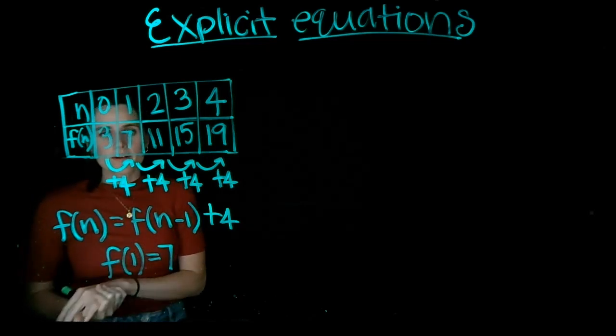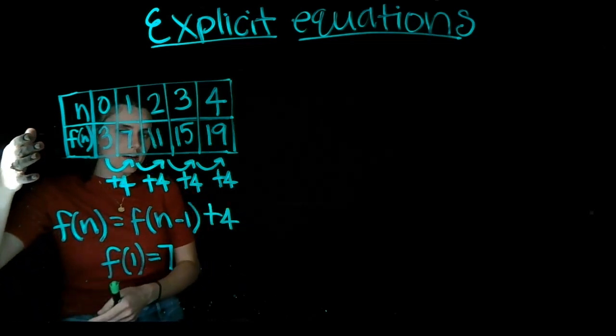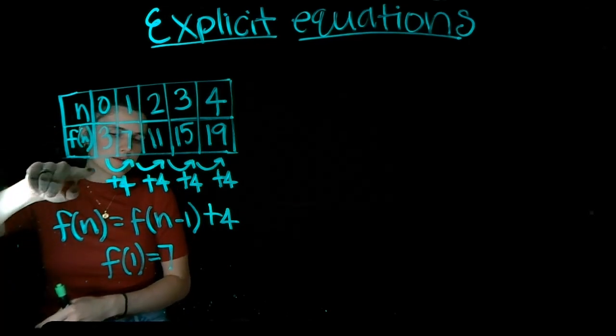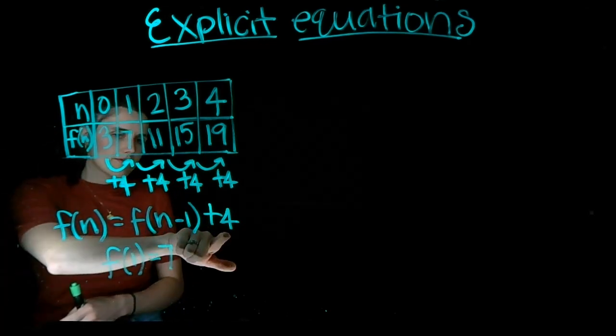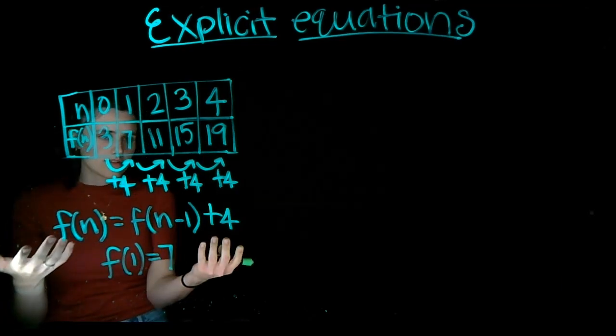In our previous video, we talked about how to write a recursive equation, right? So if we look at this table right here, we see we're adding 4 each time. So we take our previous term and we add 4 and we make sure that we have f of 1 equals 7 or some sort of starting term that allows us to know where our sequence starts.